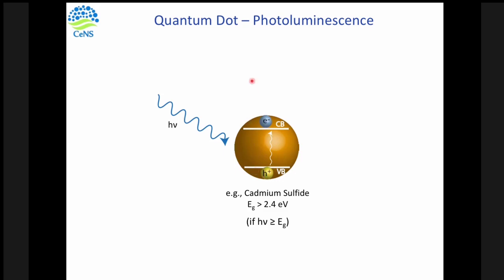Depending upon the energy, it can go even higher in energy level. Then it relaxes very fast to the conduction band, and as there are no more states available there, it recombines with the hole, and at that time it gives a photon out. That's photoluminescence. So it's basically the recombination of the electron and hole.